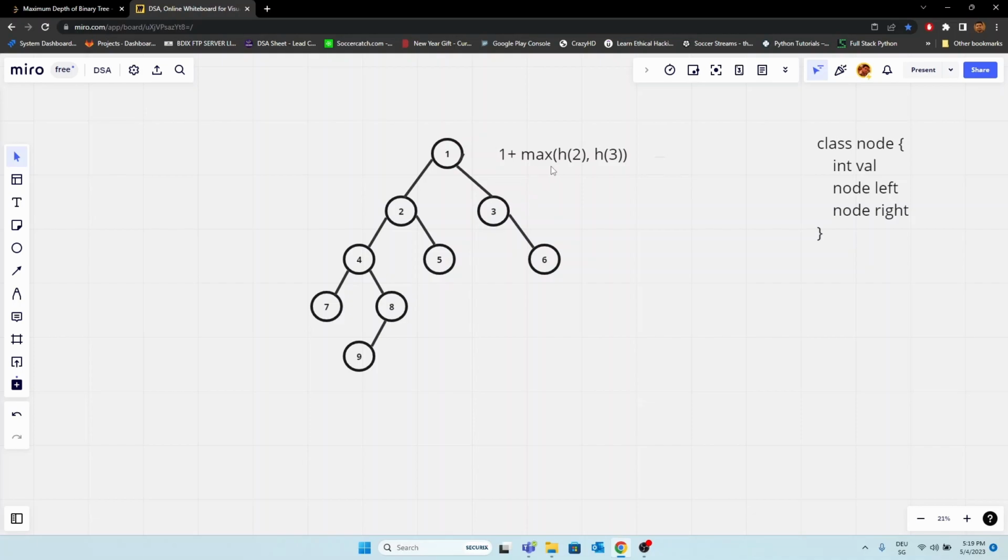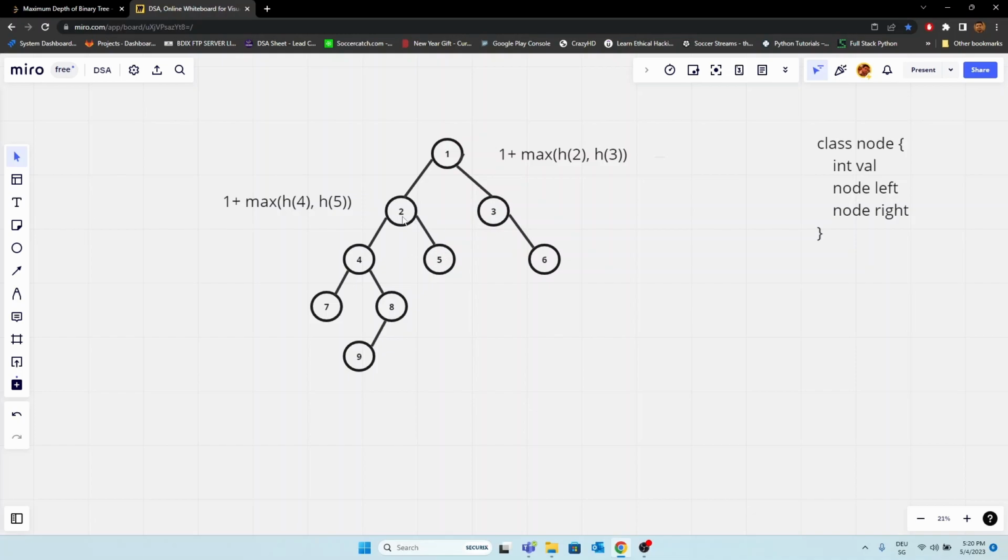Now as we can see, the recursive approach has called the function again. We need to call the function again. So here we will go to this node. In this node we can see that this node is not null, so we'll similarly call the recursive function again. Here it will be 1 plus the maximum of the height of this 4 node or this 5 node.